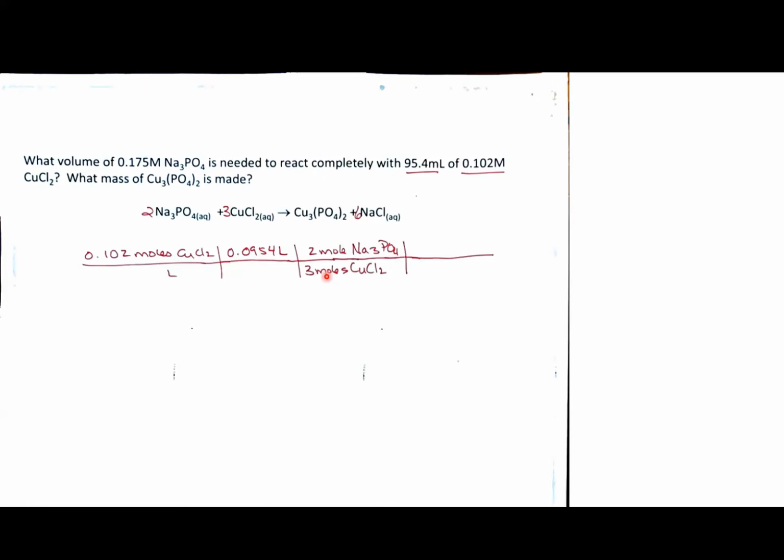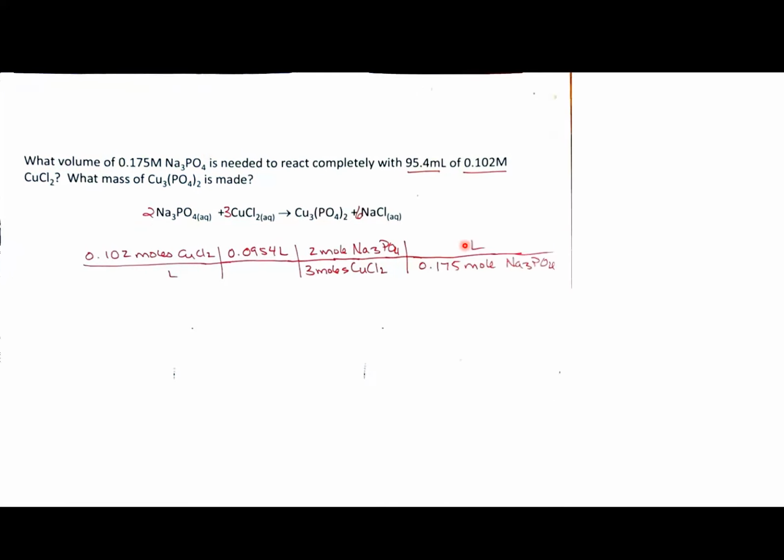3 moles of copper chloride react with 2 moles of sodium phosphate. Yes, this is my mole to mole ratio, just like we had it when we did stoichiometry before. But the question is asking me what volume of this stuff is needed. So I want to get rid of units of moles and get units of volume. The way that I do that is I say that I use the solution, and every 1 liter of solution contains 0.175 moles of sodium phosphate.